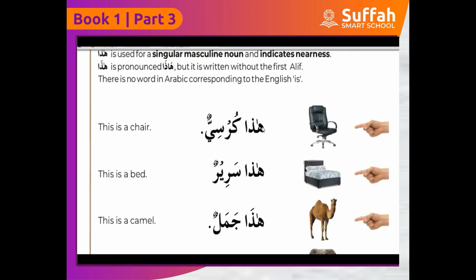Now, if I translate hada kursiyun into English, I will translate it as this is a chair. Can you tell me, Mr. Rasul Akhtar or Sindhuja or Darakshan, which is the word used in hada kursiyun for is?